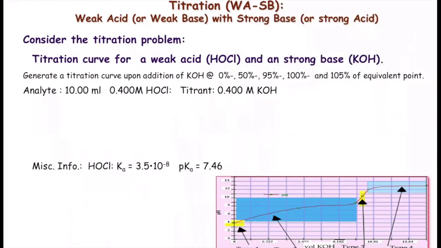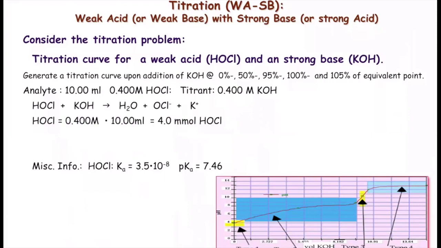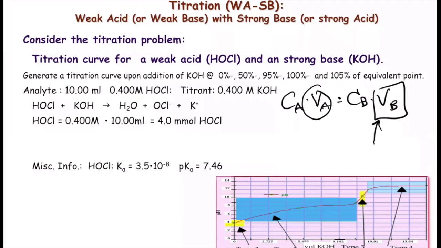If these numbers were not clean, then you could easily do concentration of your acid times the volume of your acid is equal to the concentration of the base times the volume of the base. And so what you can do is calculate the equivalent point, equivalent volume. You know what this is, that's given. You can calculate the equivalent volume for the base using this equation. And then once you get the equivalent volume, then you can figure out the 0, 50, 95, 100, and 105%.